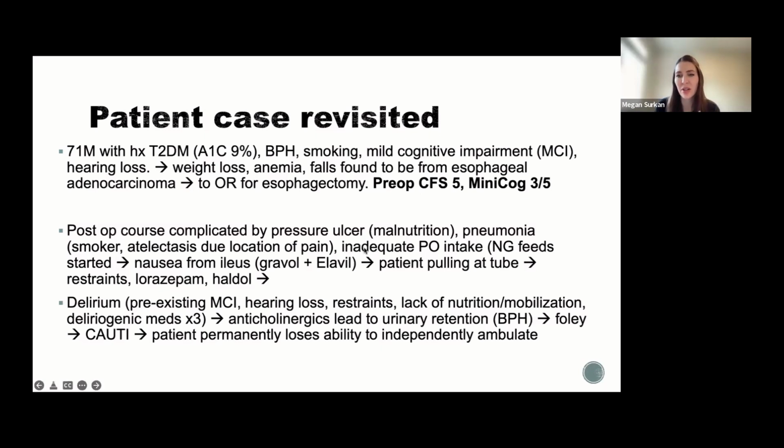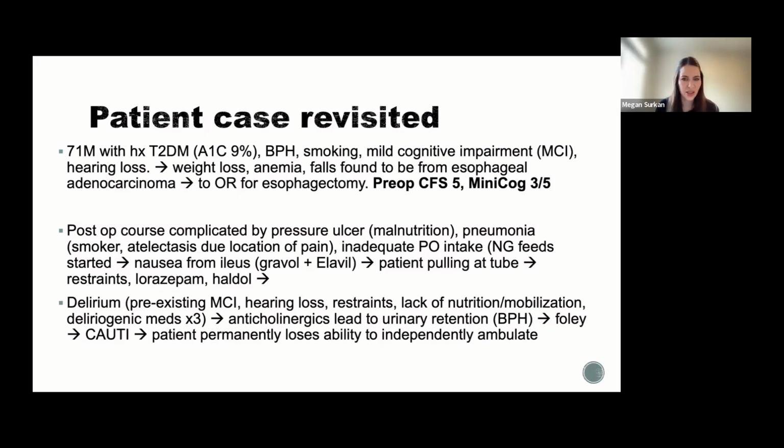The pressure ulcer probably was not overly surprising given his significant weight loss and malnourished state. Pneumonia, as a smoker and given the location of the surgery and the pain, isn't overly surprising. Inadequate oral intake with the NG feeds and the nausea from ileus. Using medications like gravel as an anticholinergic makes ileus worse. Amitriptyline, had we stopped that preoperatively, has quite a profound effect on bowel motility. We may have been able to at least reduce that risk.